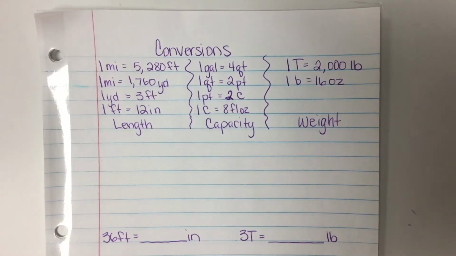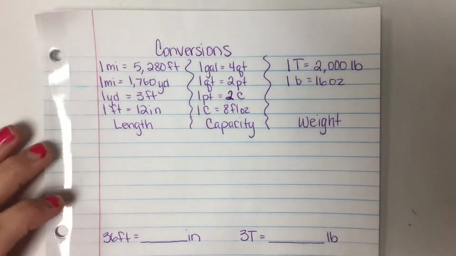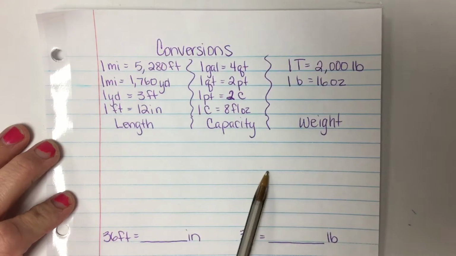Okay, so I'm going to quickly review conversions, and then I'm going to give you some notes on how to do metric conversions, which is kind of the same, but there's a cool little trick that's going to make it 100 times easier. All right, so real quick, I rewrote the conversions.